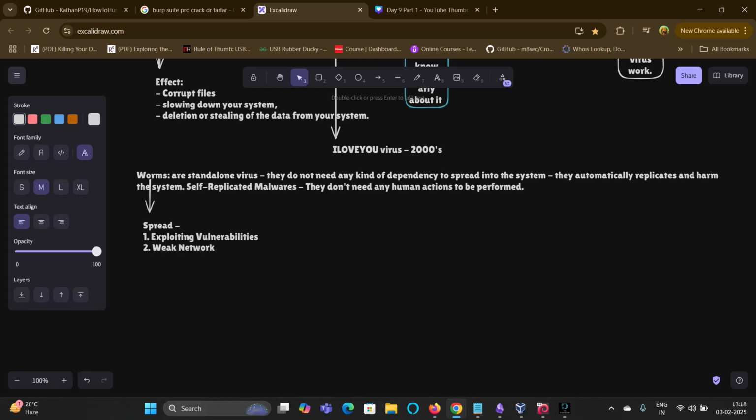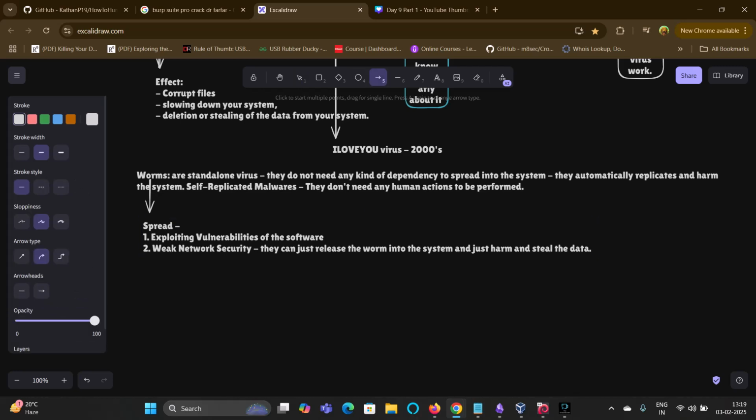If there is weak network security, guys, there might be chances that the attackers can just release the worm into the system, and harm it and steal the data. Exploiting vulnerabilities of the software: if the attacker is able to exploit the vulnerabilities in the system, they can easily self-replicate and drop the worm into the system and steal whatever data they wish to. That's how it can spread into your system and create a mess or chaos in your system.